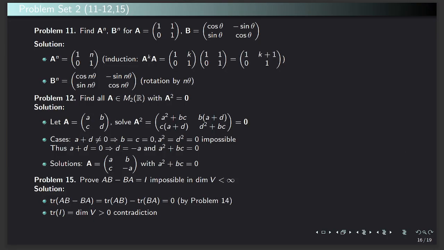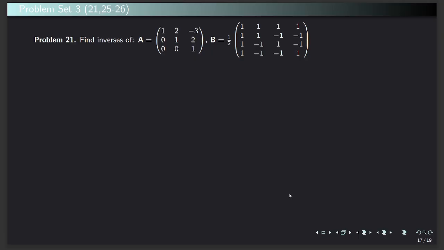Problem 15 asks to prove the relation AB minus BA equals I is impossible for operators on a finite dimensional space. This is a necessity for the Hilbert spaces, which are going to come later, but this is proven by just using the trace function. The trace of a commutator, the trace of AB minus BA, is always 0. However, the trace of the identity matrix is the dimension of the space, which is non-zero, and this contradiction proves that this is impossible.